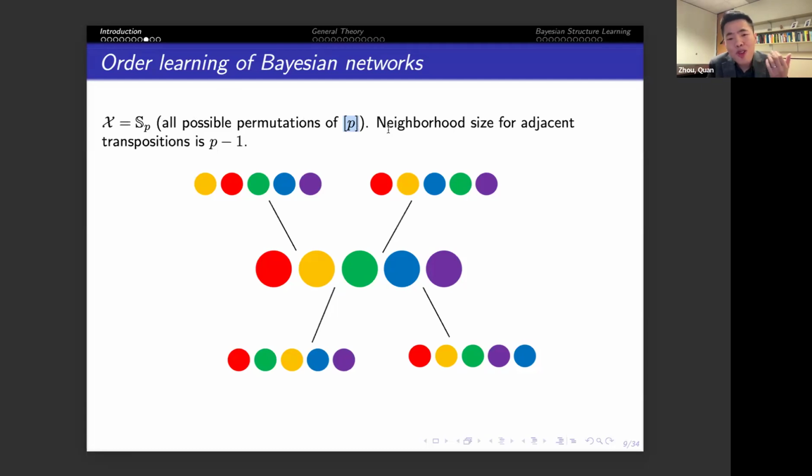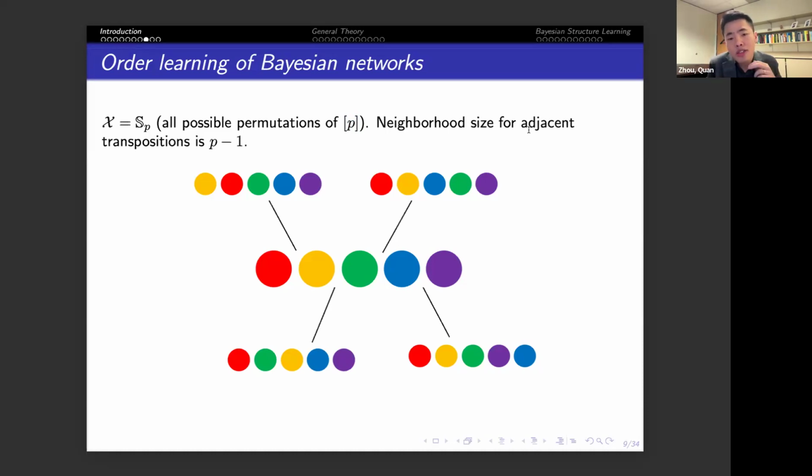And then how we do the MCMC algorithm on this permutation space: one common strategy is to consider, say, adjacent transpositions. Then, of course, in this case the size of the search neighborhood is going to be p minus 1, so it's polynomial in p. And you can consider other local moves. For example, you can allow all possible transpositions, but that gives you the p squared size for the search neighborhood, which is, again, polynomial in p.